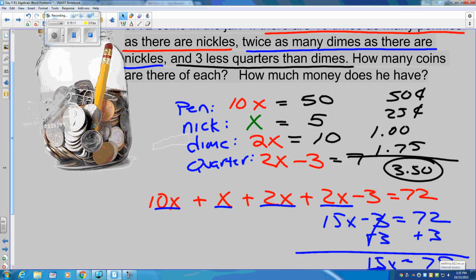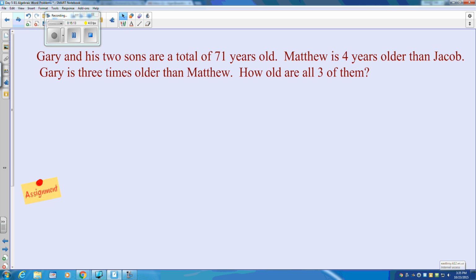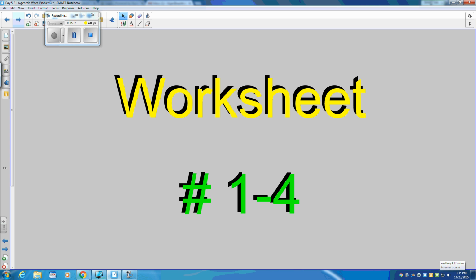Right. The assignment for today will be a worksheet that has 4 problems on. This is tough. It's not easy. You got to set things up. You got to solve. Good luck.